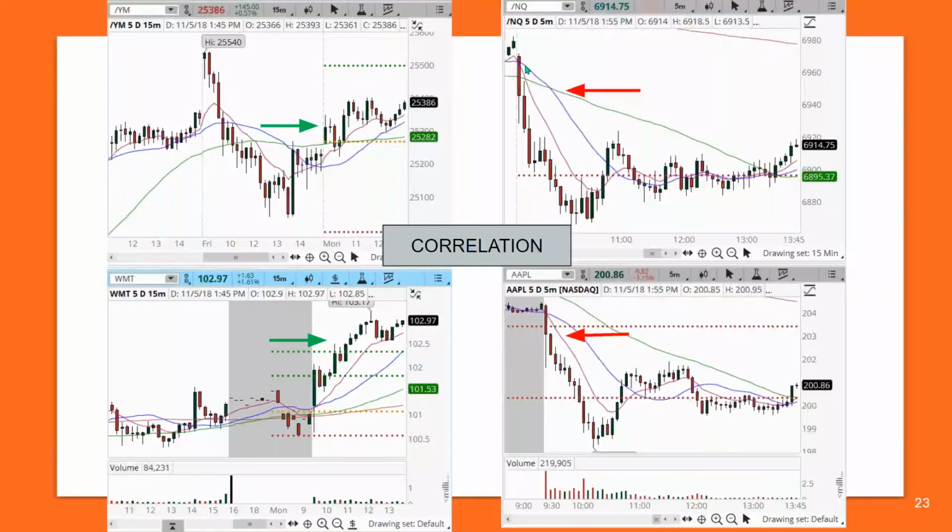And once you can see this sell here, this is a sell because you could actually go long YM and you could short NASDAQ. So you would actually hedge your positions.